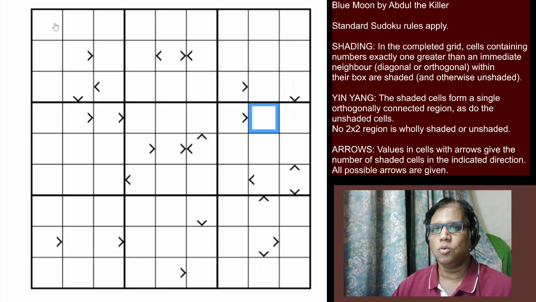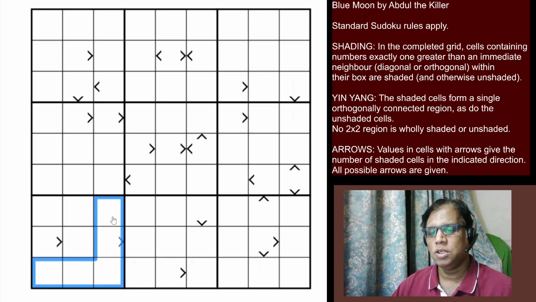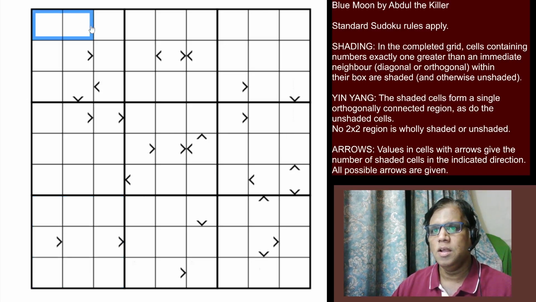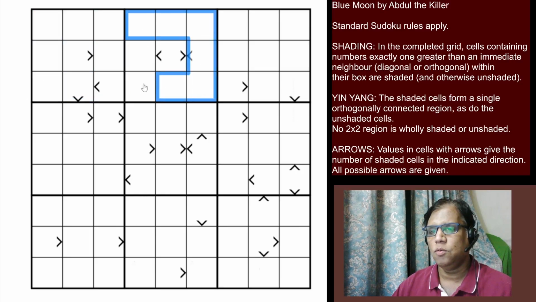Standard Sudoku rules apply. That means each row, each column and each 3x3 box should contain the digits 1 to 9 only once, without any repetition. Shading: in the completed grid, cells containing numbers exactly one greater than an immediate neighbor, diagonal or orthogonal, within their box are shaded, and otherwise unshaded. So these are the boxes, right? Whatever this rule is, it is only applied within the boxes. It's not across the boxes.